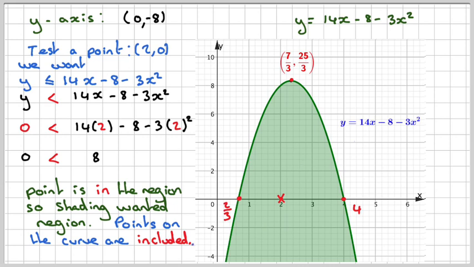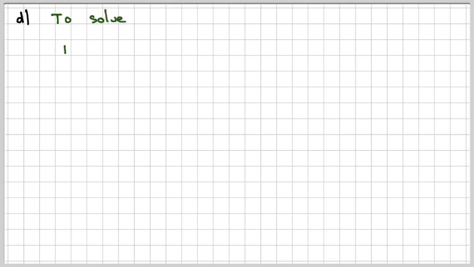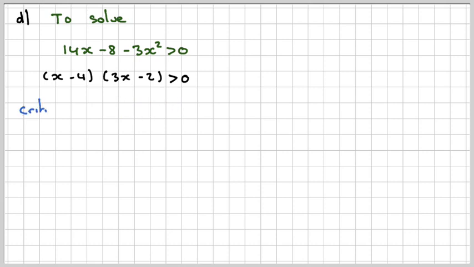Right, in the last part, we're just solving a straightforward quadratic inequality. So we've got 14x minus 8 minus 3x squared is greater than 0. If we factorise it, we get x minus 4, 3x minus 2 is greater than 0. Critical values are going to be x is equal to 2/3 and x is equal to 4.